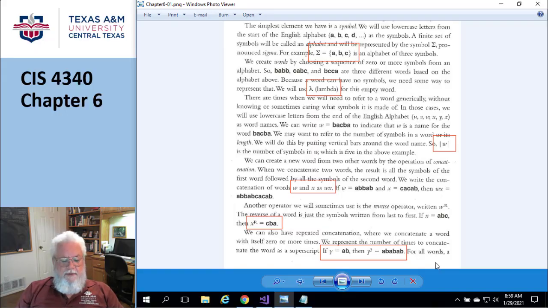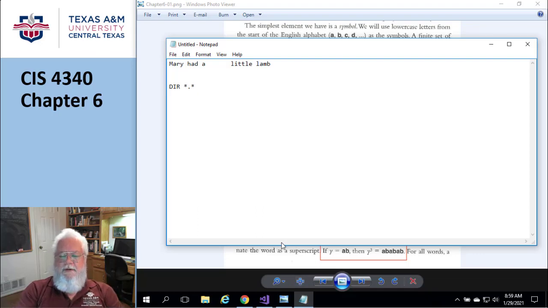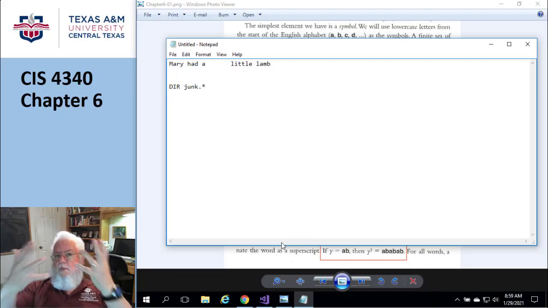Star closure means I can take, like I'm concatenating words, I'll take a list of concatenations of the word or no concatenations. In other words, kind of like this example here. If I said dir, let's do junk dot asterisk. Okay? So in their world, asterisk means I can match anything or nothing, which means if I had a file that did not have a file extension, it would match.